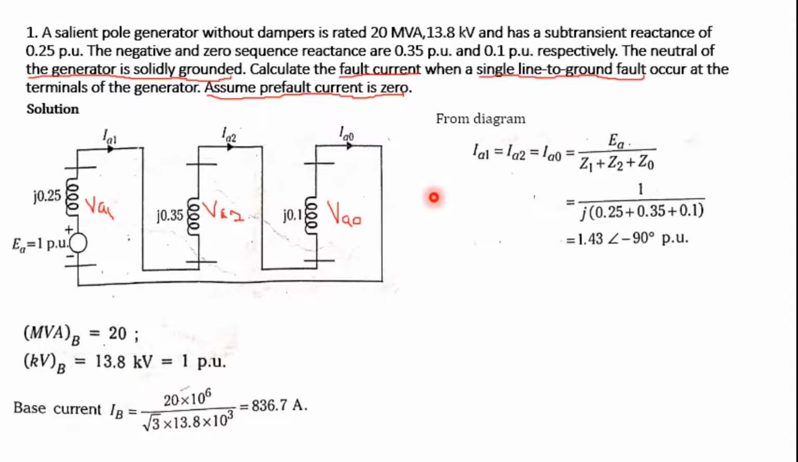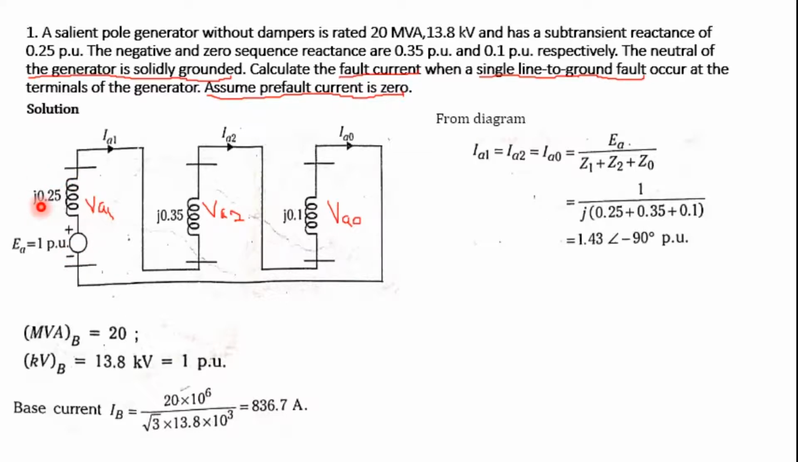Before that, based on this sequence diagram, IA1 is equal to IA2, that is equal to IA0. We know that from the sequence network diagram we can write this expression. That is equal to EA divided by the total impedance.